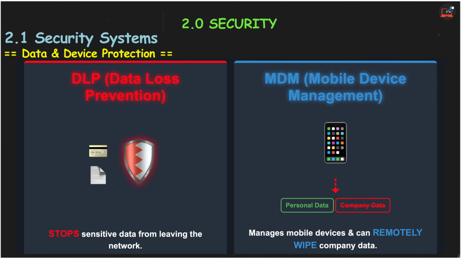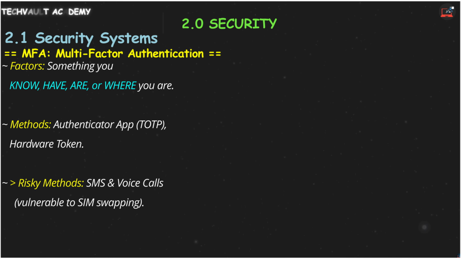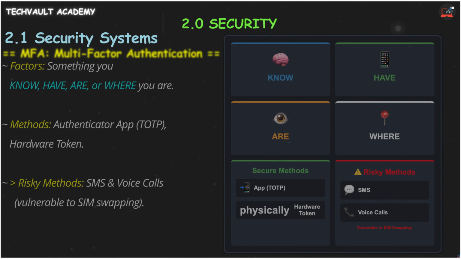To prove we are who we say we are, we use multi-factor authentication, or MFA, which requires more than just a password. The factors are something you know, a password, something you have, your phone, something you are, a biometric, or somewhere you are, your location. Common methods include an authenticator app that generates a time-based one-time password, or TOTP, a physical hardware token, or a code sent via SMS or voice call. Though be warned, SMS and voice are vulnerable to SIM swapping attacks.